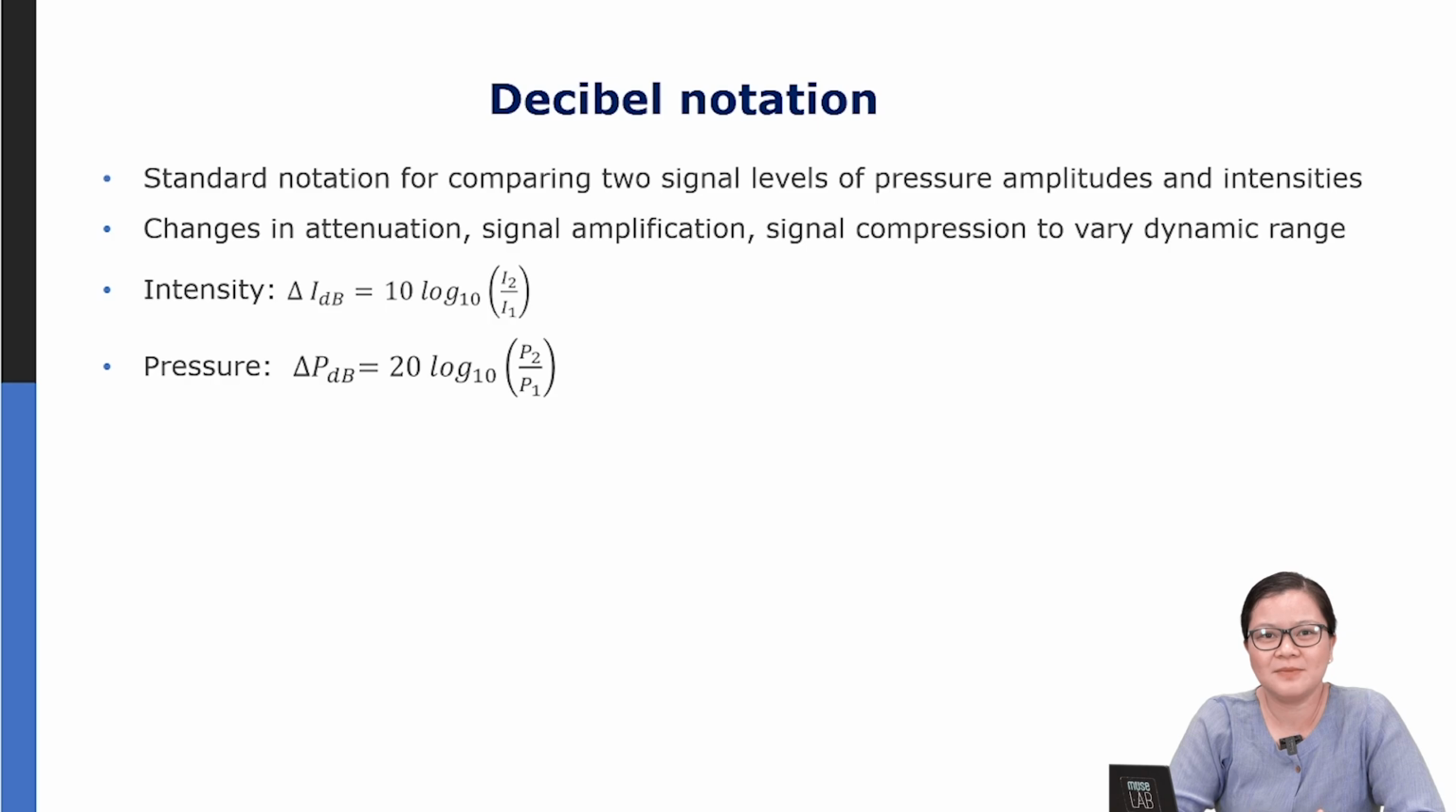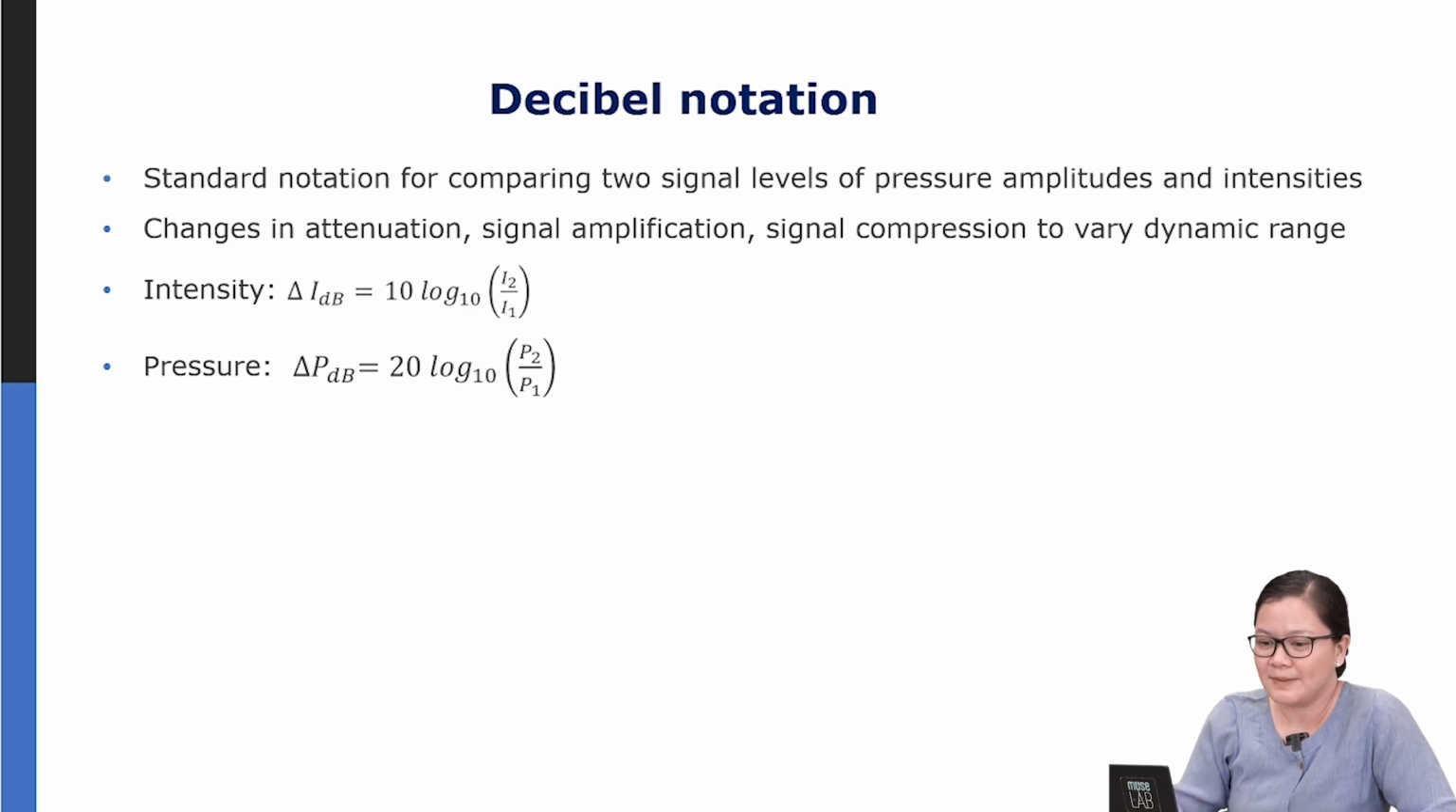Now let's talk about decibel notation. Decibel notation is a standard notation that is used for comparing two signals, either in pressure, amplitude, or intensity. Decibel notation is frequently used to describe changes in attenuation, signal amplification, and signal compression to vary the dynamic range in an ultrasound image. You might recall from a previous lecture when we talked about attenuation, we expressed attenuation in terms of nepers per centimeter, and then we also converted it to decibels per centimeter. Now, what is this decibel notation?